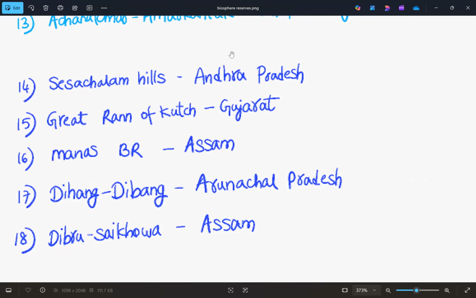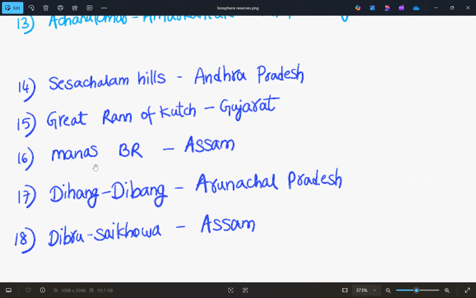The next one is Great Rann of Kutch, which is in Gujarat. This was the option I ticked because it wasn't part of the global biosphere network, whereas the other 3 were part of the list. So this was the correct answer for my question. Great Rann of Kutch is in Gujarat.